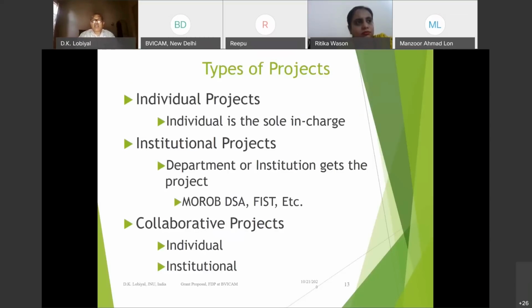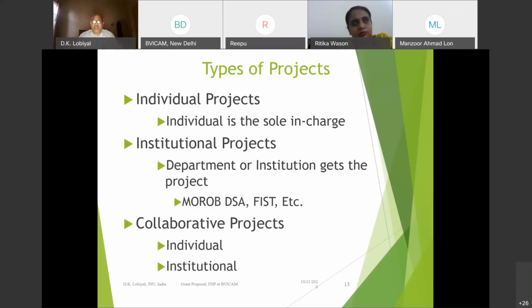Now, the other issue is the types of projects one should look for. There are three kinds of projects which I look for. One is called individual projects, where the individual who is submitting the project is the sole in charge of the project, or you call them principal investigator or coordinator of the project, whatever terminology the funding agency uses. But these are individual projects. Whether you go to DST, AICTE, or any agencies, they are individual projects.